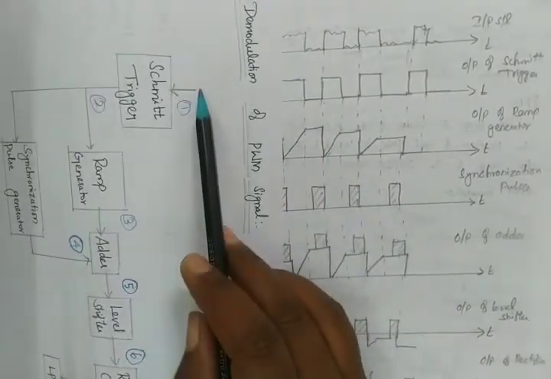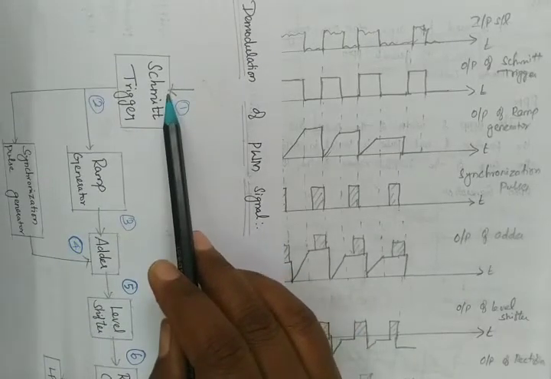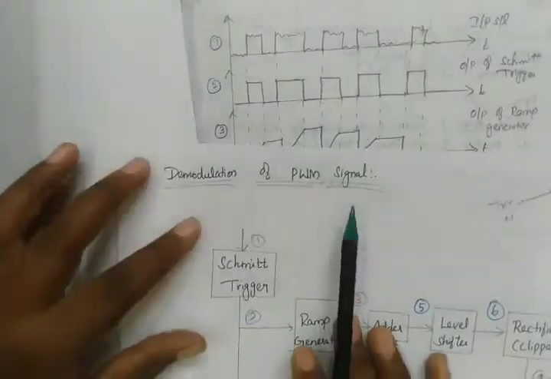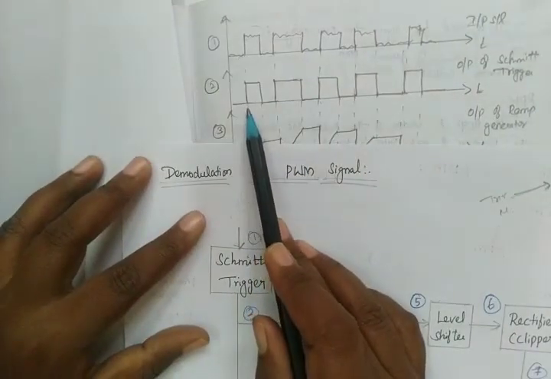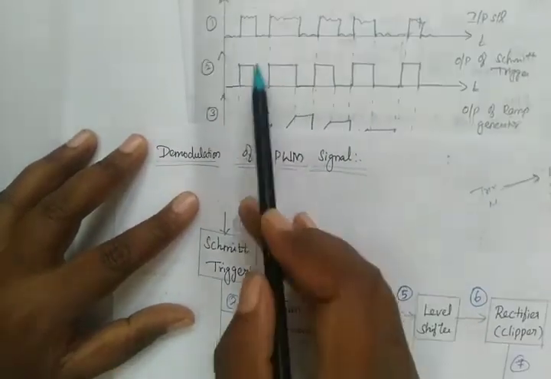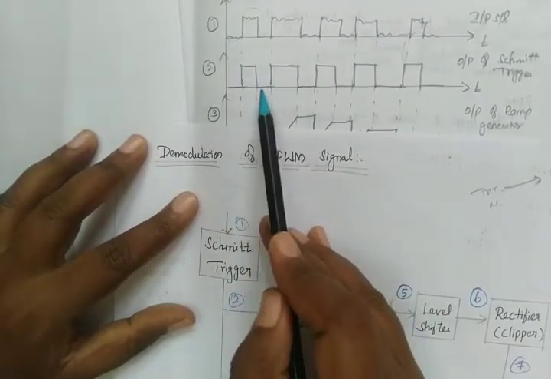So this signal is given as input to the symmetry trigger. What is the function of a symmetry trigger? This is our symmetry trigger. Now what is its function? This is said to be a pulse shaping network. So this will shape the pulses. So here, see, noises are absent now.